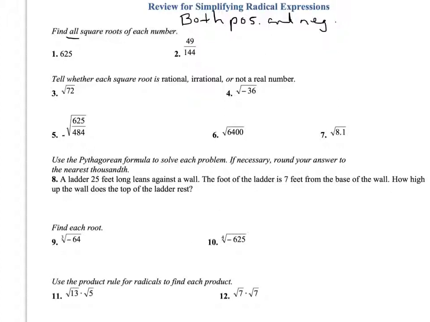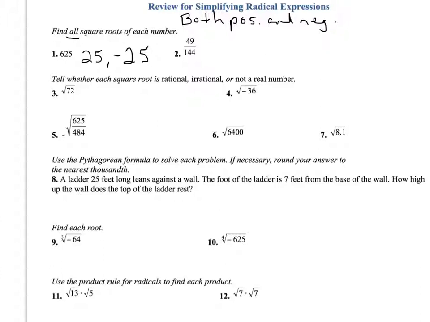So if I have to identify what numbers I can square to get 625, positive 25 is one of my choices, but I can also square a negative 25, and that will give me a positive 625. Be certain when it says find all square roots, you give both.